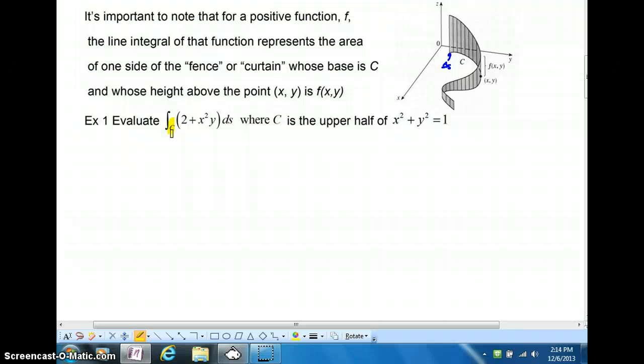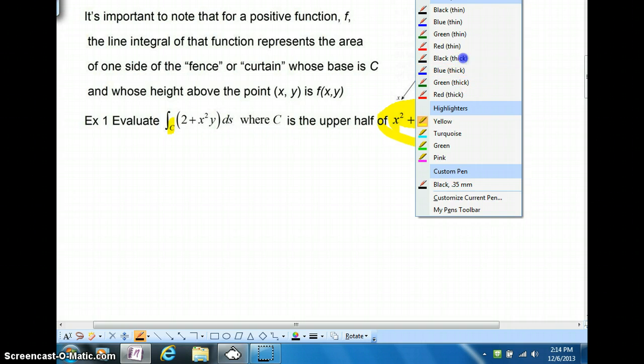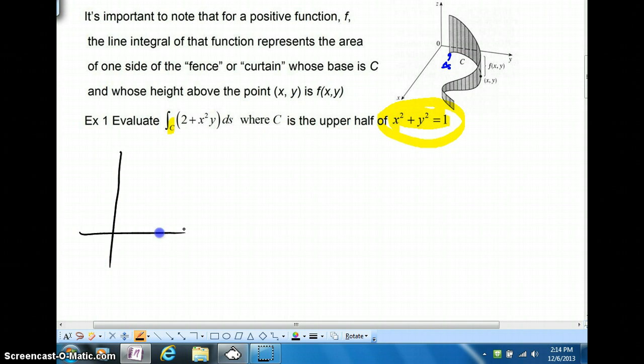And you could say, well, wait a minute. I've got down below on my XY plane. Now, by the way, you don't have to make a 3D picture here. You don't. Look, here's x squared plus y squared equals 1, and I'd like to integrate this function, 2 plus x squared y ds. I'm integrating with respect to arc length, and I'd like to do the upper half of this circle. Wow.